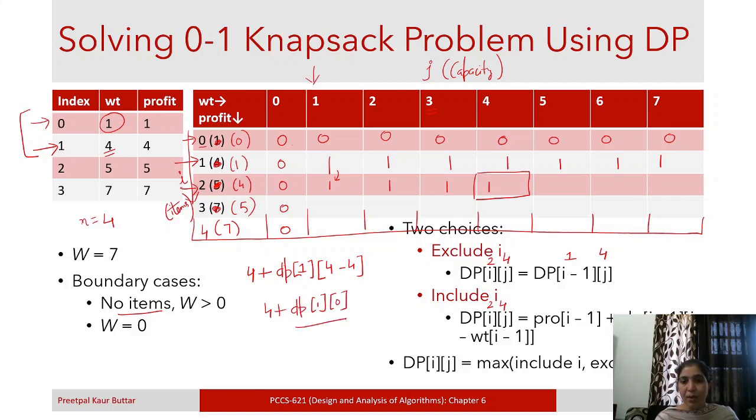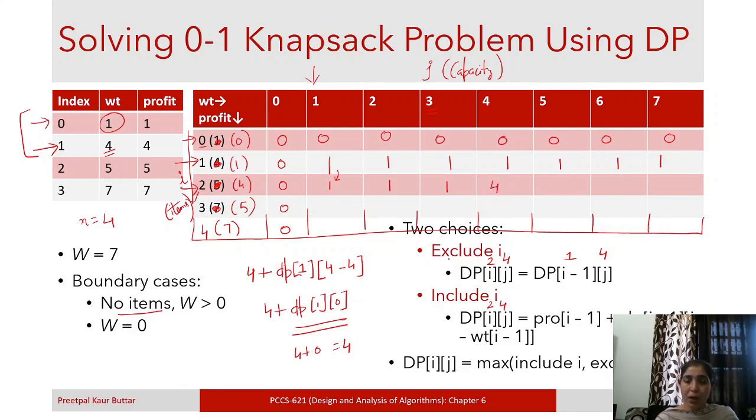Okay, so the subproblem which is left is dp[1][0]. What is dp[1][0]? This is 1 and this is 0. It is 0. So 4 plus 0 is 4. So out of 1 comma 4 you will pick the maximum. So it is 4. You will include this item.